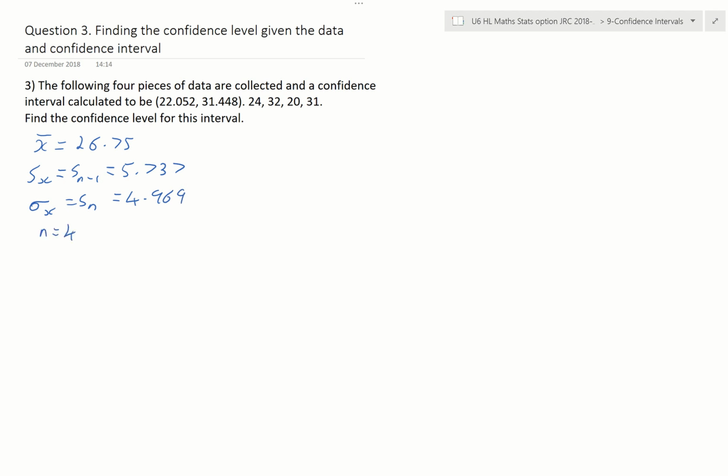So how do we work out this confidence interval? Well, to work out a confidence interval we do X bar plus or minus t times Sn minus 1 over root n, or we could do X bar plus or minus t Sn over root n minus 1. We can use either of these. It doesn't matter which one we use.